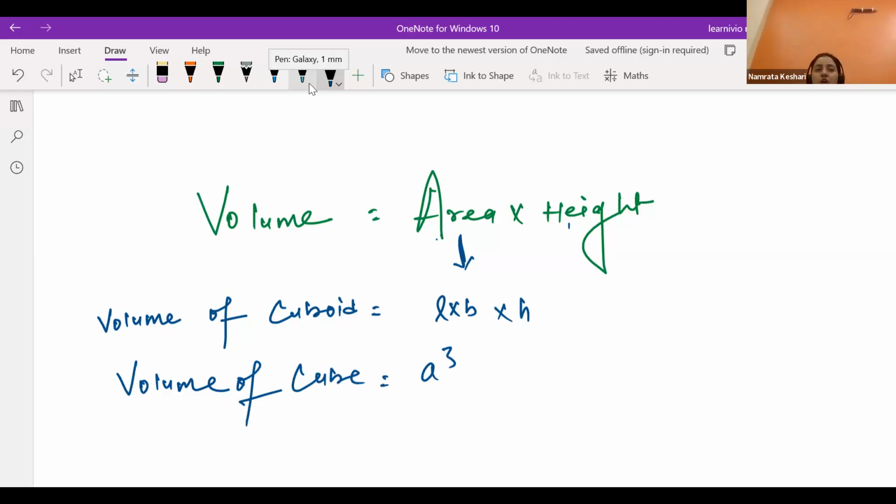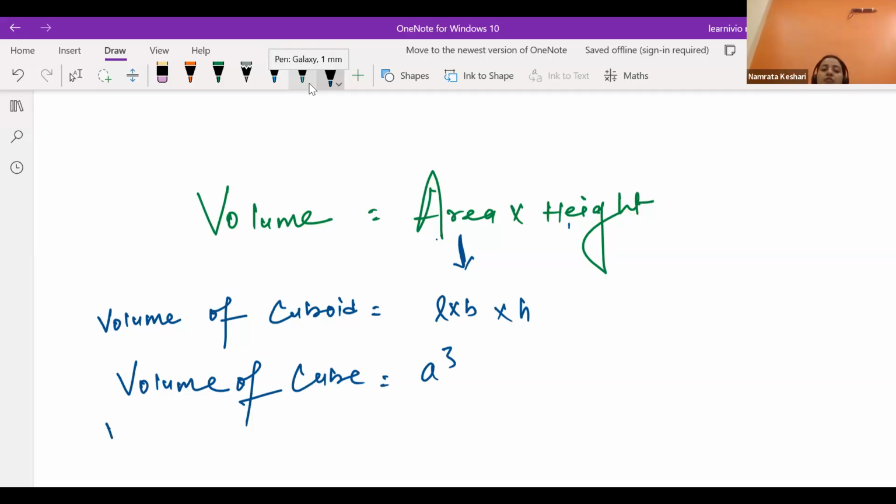Why are we saying volume is area into height? Because when we started making the cuboid, we took one rectangular sheet, another rectangular sheet, another rectangular sheet, and at last we ended up getting a height. So we have the area and we have the height as well, all multiplied together gives us the volume.